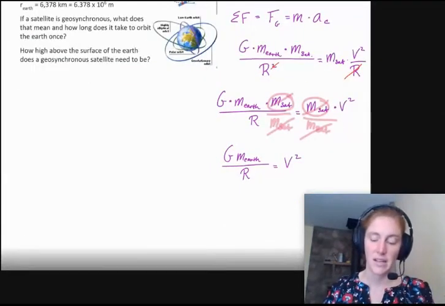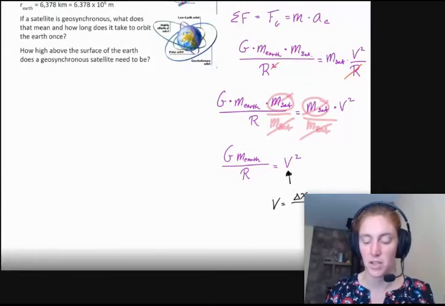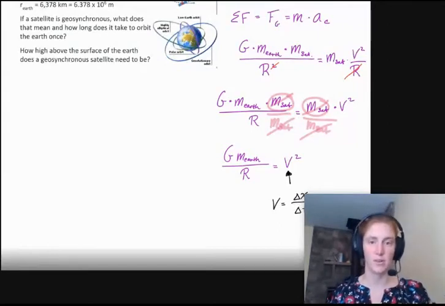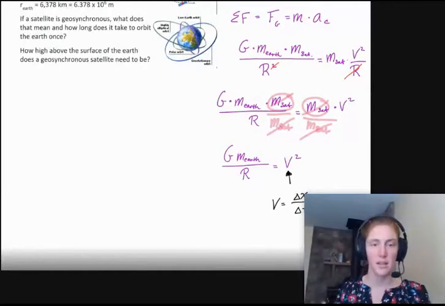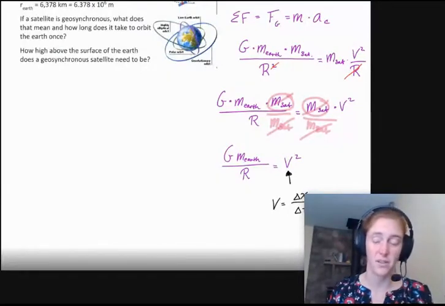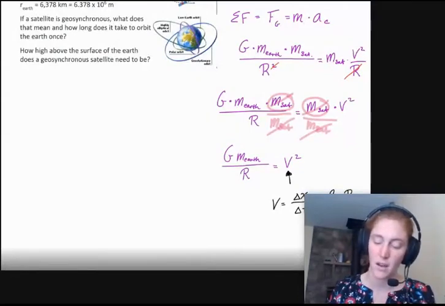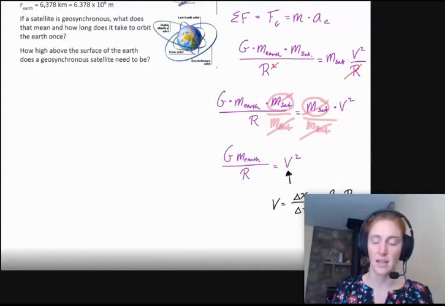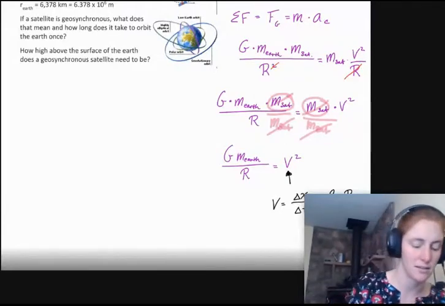So the next thing I need to recognize is this velocity bit. And remember that velocity is equal to your change in position over your change in time, which is what's important for a geosynchronous satellite. So it needs to go once around the Earth, which is the circumference, which is 2 pi r. So 2 pi times r over the amount of time that takes. And the time that takes is 24 hours. So let's figure out how much time that is in seconds.